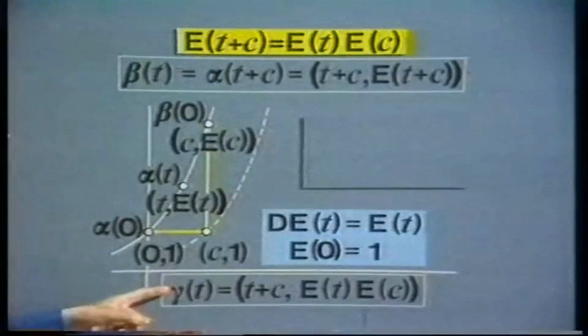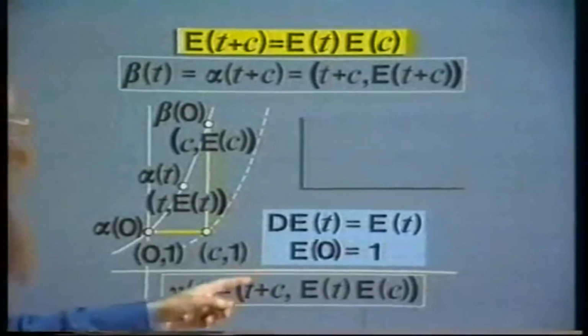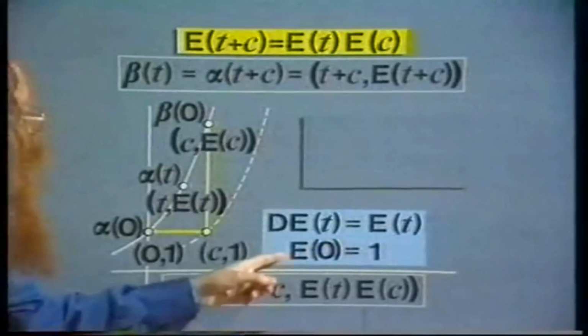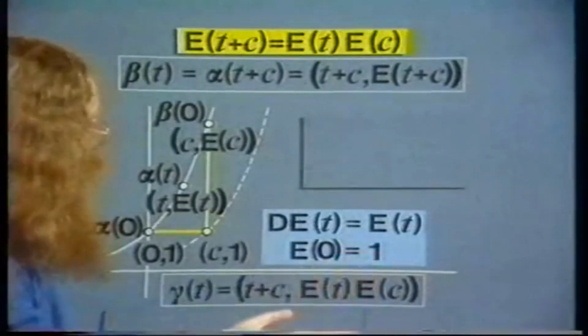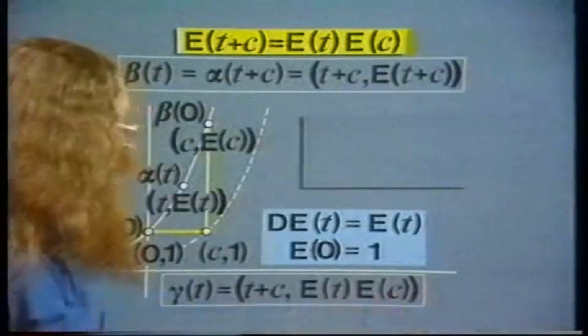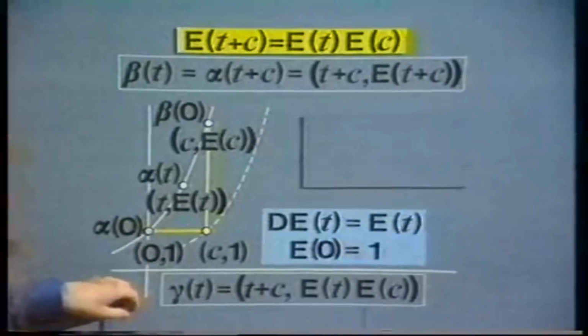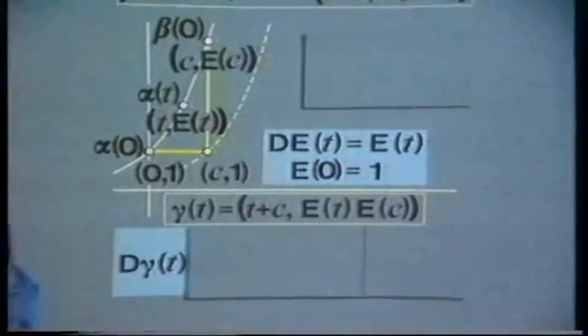Well, to show that gamma starts at the right point is easy. When t equals 0, this is c, and then because e of 0 equals 1, we just get e of c here. Now, to show it's a flow function, we have to show that this is equal to this.